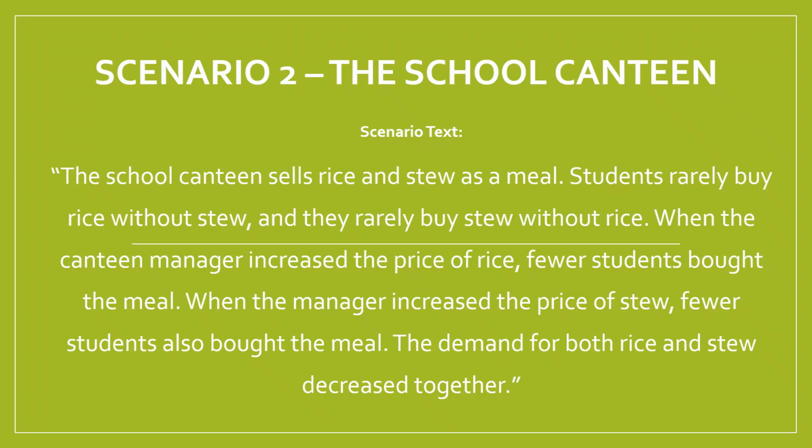Here is scenario 2, the school canteen. Read this carefully. It's on the screen. The canteen sells rice and stew together. Students buy them as a pair. When the price of one increases, demand for both decreases. So the school canteen sells rice and stew as a meal. Read it carefully.